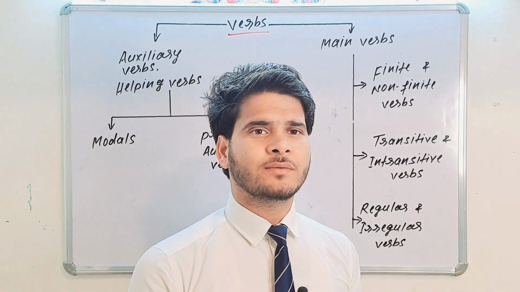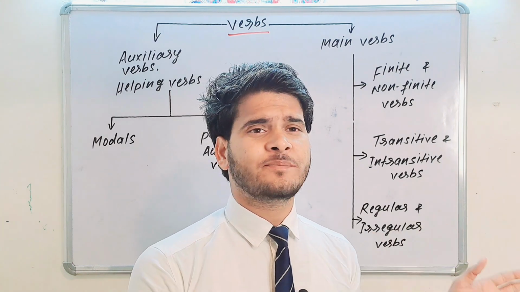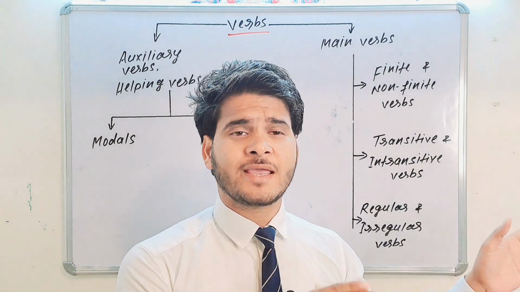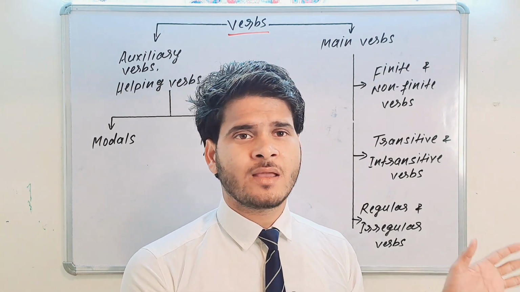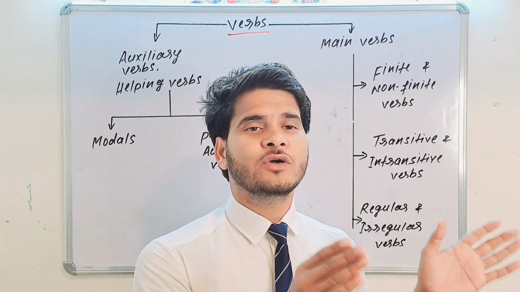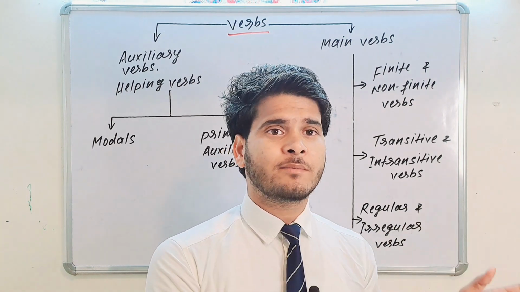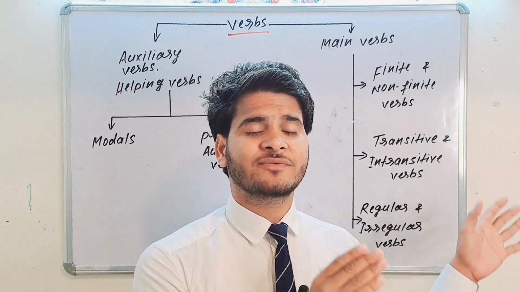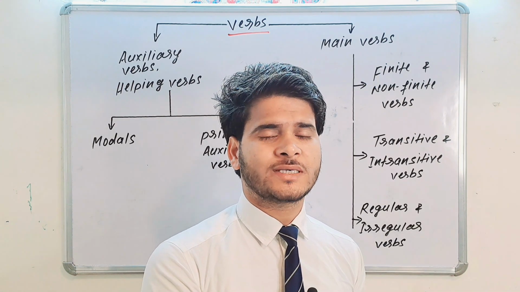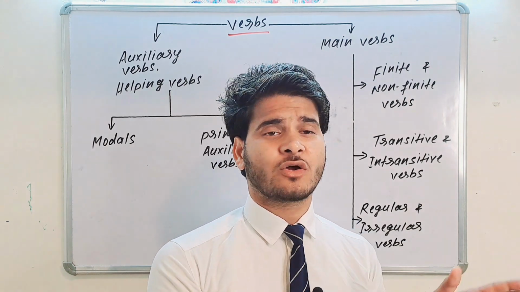Here, verbs which follow time and tense and which are limited by the number, person, and gender of the subject, that is a finite verb. Keep in mind, finite and infinite verbs are forms of the main verb. Verbs which follow time and tense and are limited by number, person, and gender, that is a finite verb. But non-finite verbs do not follow time and tense and are not limited by the number, person, and gender of the subject.